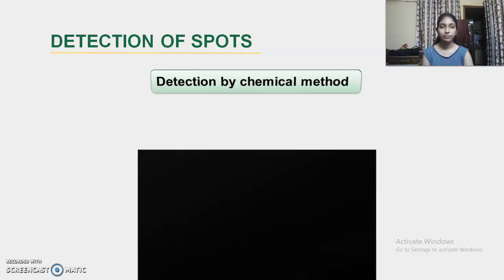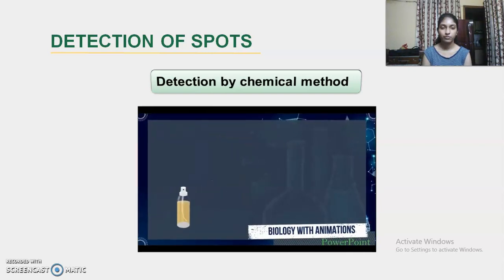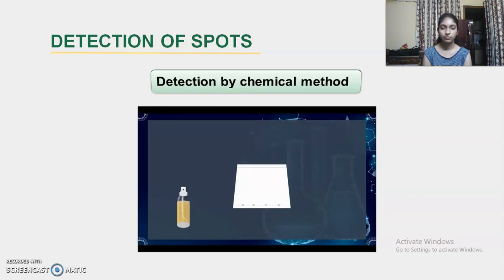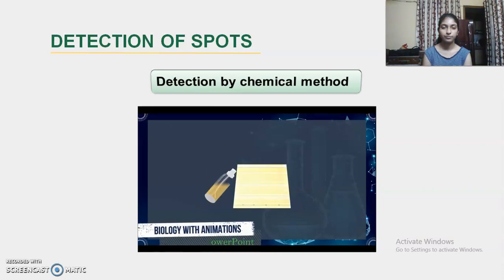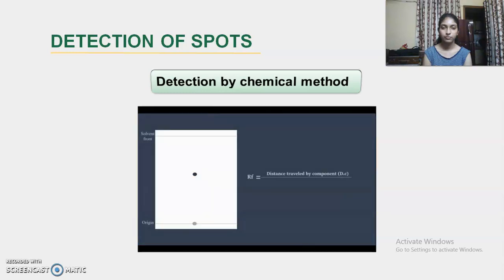Next is the detection by the chemical reagents. For chemical visualization of stains, various visualizing agents react with the spots to produce visible results, such as iodine, ninhydrin, potassium permanganate, and vanillin. The plate can be immersed in these chemicals, or sprayed. Once visible, the RF value, or retention factor, of each spot can be determined by dividing the distance the compound traveled by the distance the solvent front traveled, using the initial spotting site.